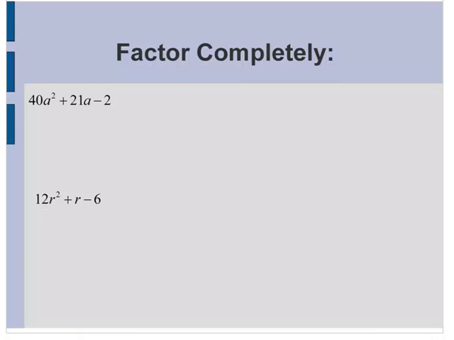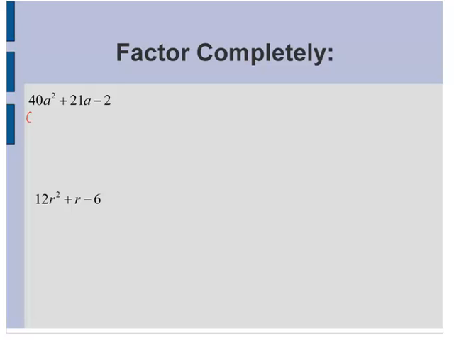Alright, so here's a couple more for you to practice. Why don't you pause and try these on your own. Alright, 40a squared plus 21a minus 12. No common factor. So let's see.